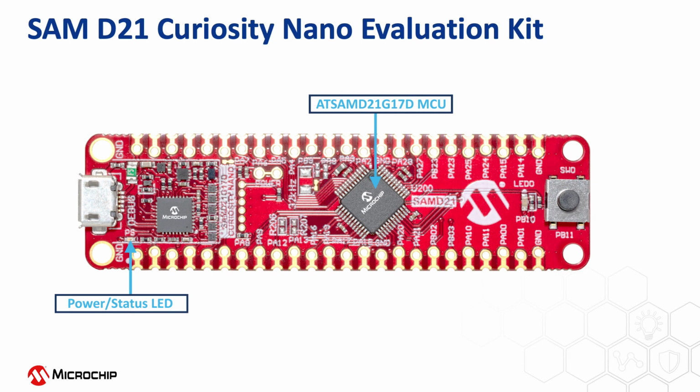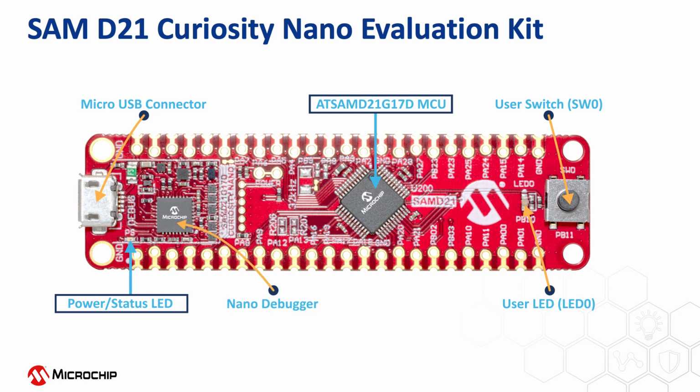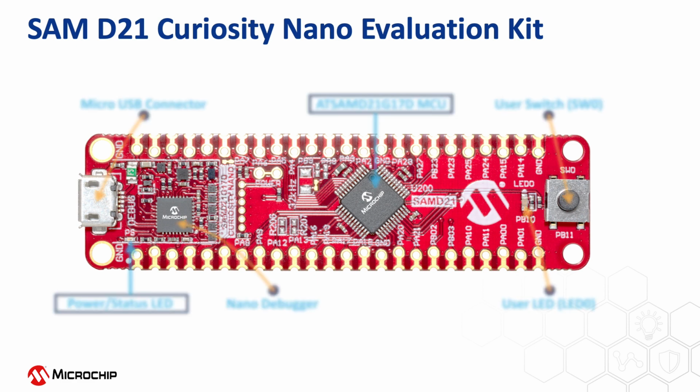Let us look at the resources available on the board before we get started. The SAM D21 contains a user LED, which will be useful to show the application status. There's a user switch to read the user inputs, a micro USB connector to connect with a PC, and an onboard Nano debugger for programming and debugging the SAM D21G17D MCU. This onboard debugger acts as a virtual COM port.